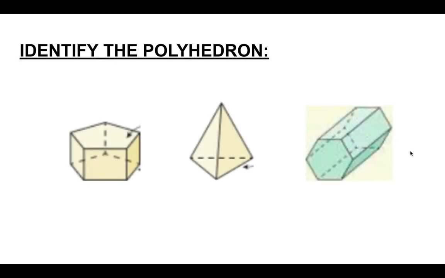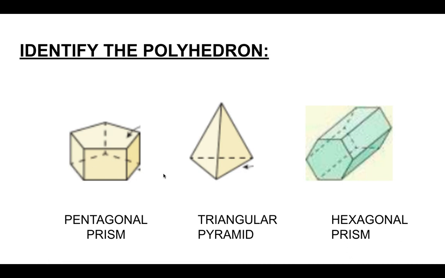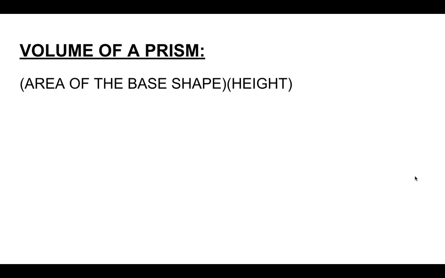Go ahead and identify these 3 polyhedrons really quickly. For this first one, the base shape is a pentagon, so it's a pentagonal prism. Triangular pyramid, because the base shape is a triangle and it has an apex. And then this one is a hexagonal prism, because notice this one is, instead of being upright, just laying down, going back. My base shape is a hexagon, and it's a prism, so hexagonal prism.